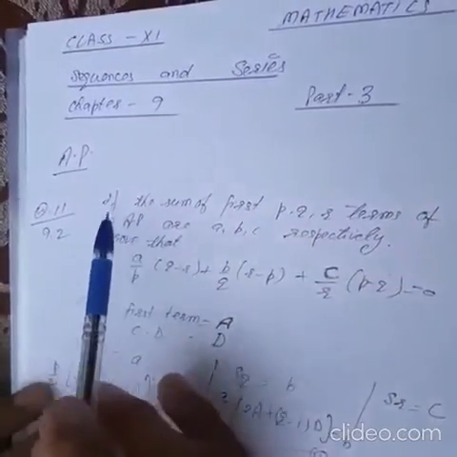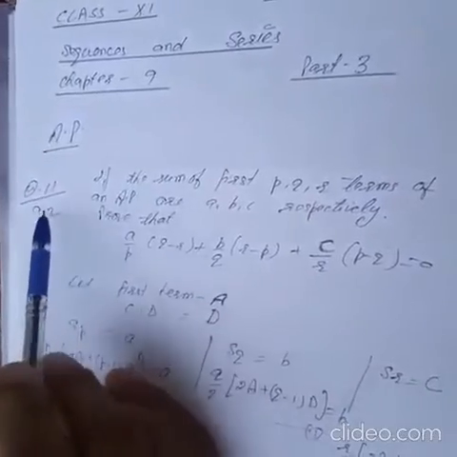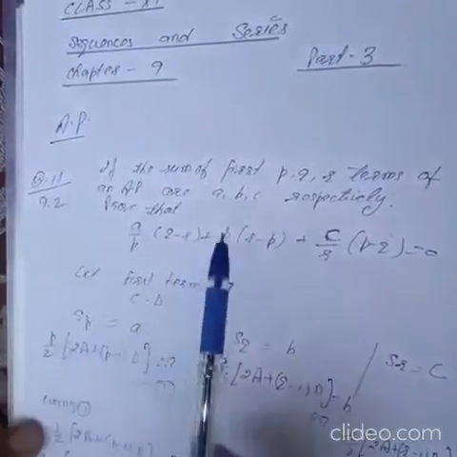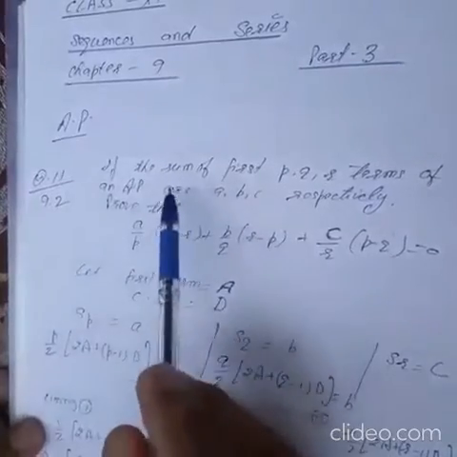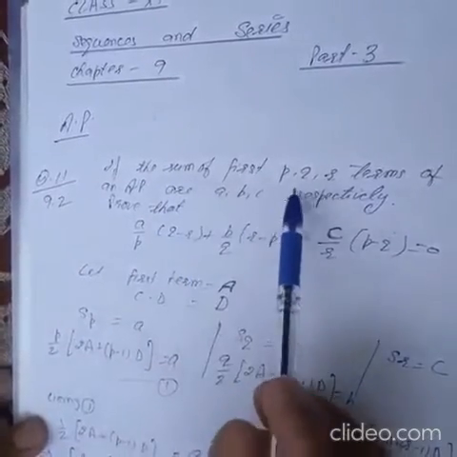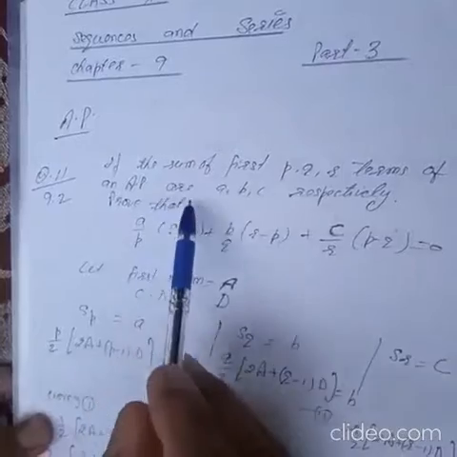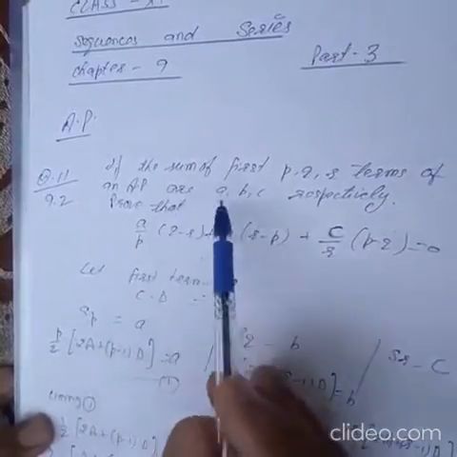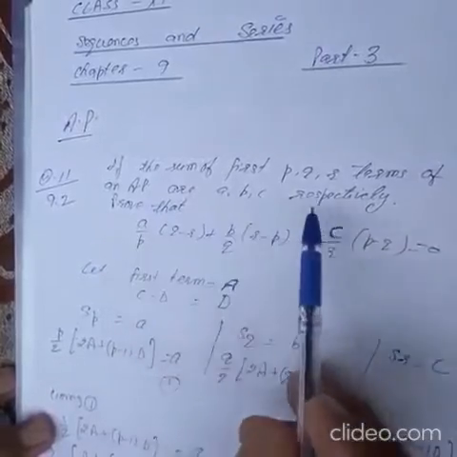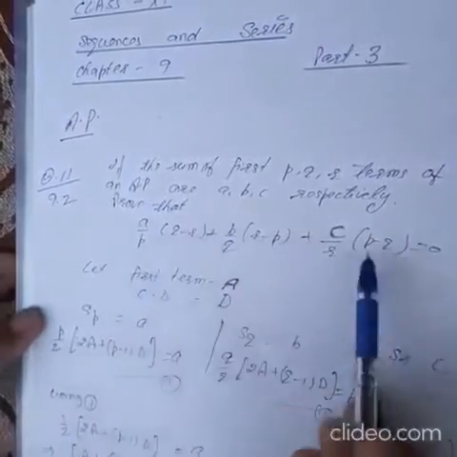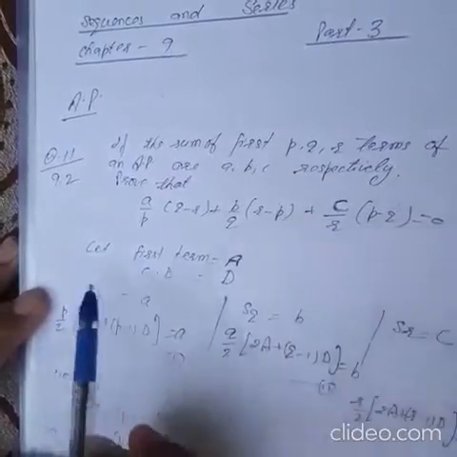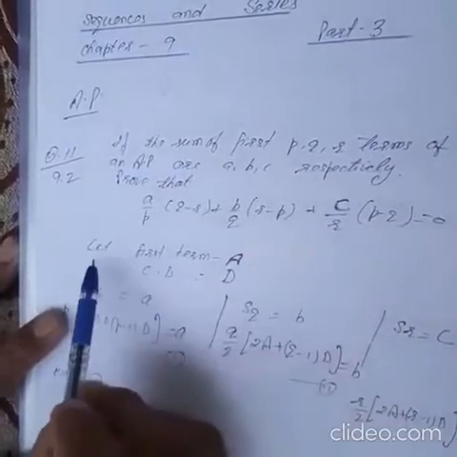We are doing AP, the first and the second exercise, that is exercise 9.2. It is the 11th question we are doing today. If the sums of the first p, q, r terms of an AP are a, b, c respectively, then prove that... It means we will simplify the left hand side.